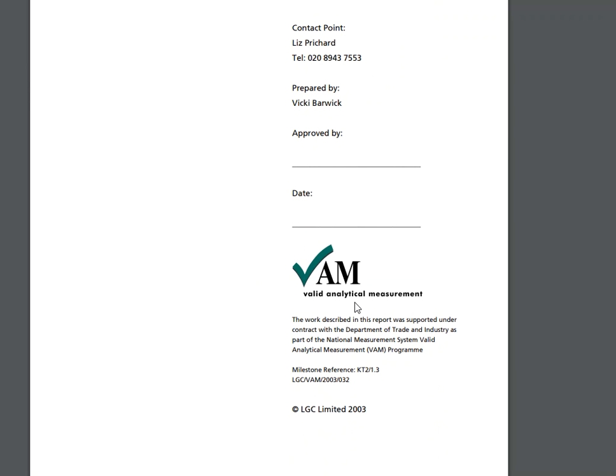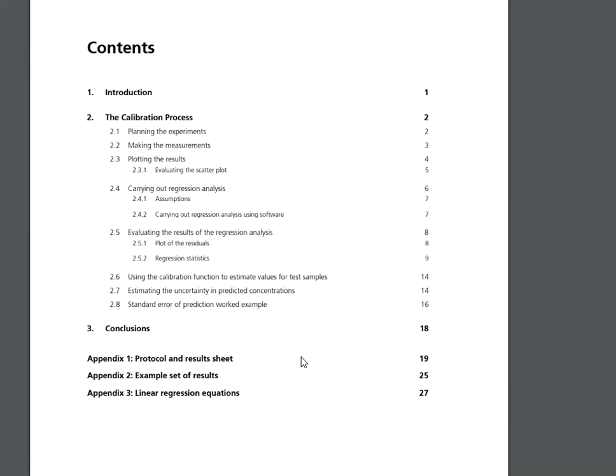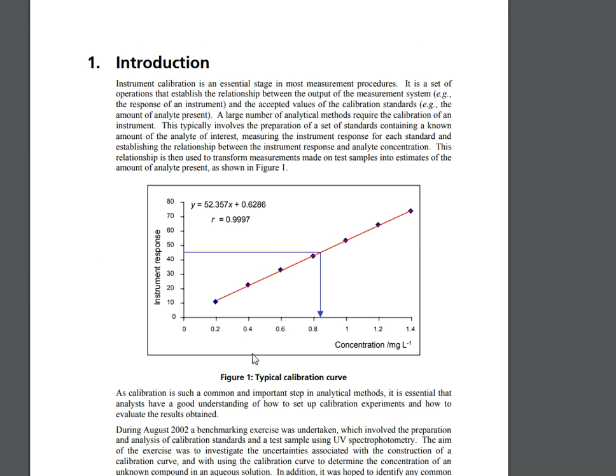So it says valid analytical measurement, VAM. It says the work described in the report was supported under a contract with the Department of Trade and Industry as part of the National Measurement System Valid Analytical Measurement Program. And it gives you a better insight about some of the problems that they discovered when they went into a lab and started talking about laboratory employees and how they made standards and how they made calibration curves. And then eventually how to fix those mistakes.